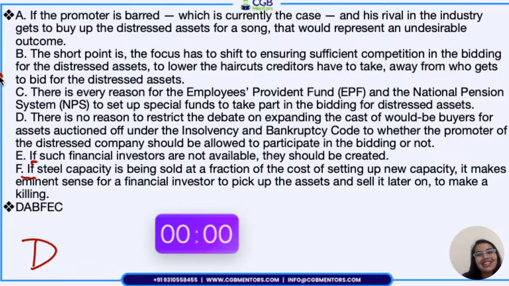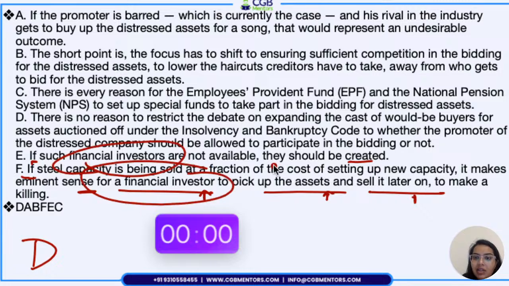Okay, now, so D may there is an opening that there is no reason to restrict the debate. वो आपका आ गया. If such financial investors are not available, they should be created. Already नहीं है तो create करो, है ना? Now, if steel capacity is being sold at a fraction of the cost, it makes sense for a financial investor to pick up assets and sell it later on. And if these financial investors are not available, they should be created.